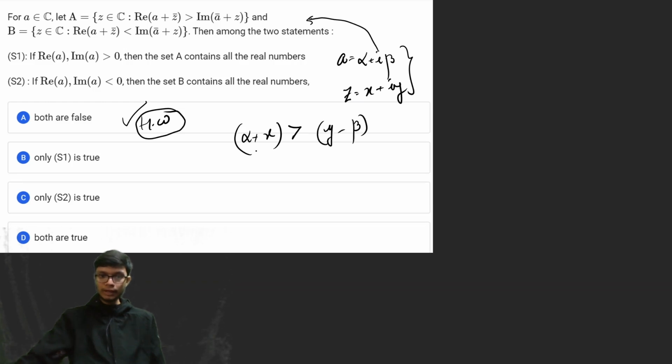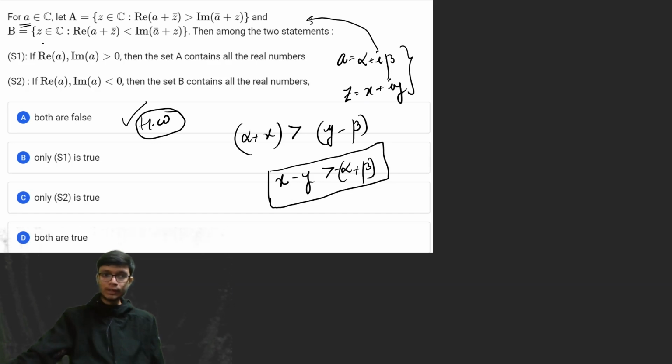Now a is basically a constant complex number. So from here you can definitely get x minus y is greater than minus of alpha plus beta. Minus of alpha plus beta. So this will basically imply a region or inequality.